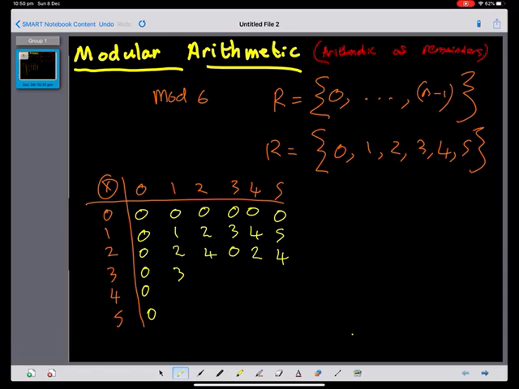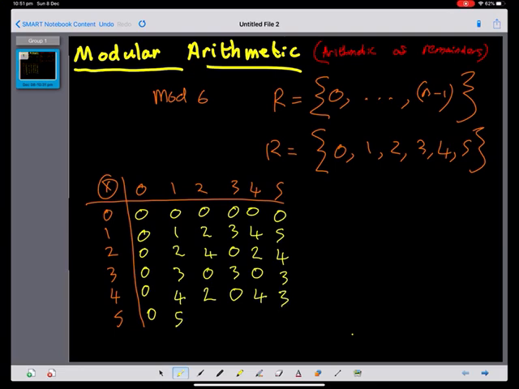3 is allowed. 6 is not allowed. We get a remainder of 0. 9 is not allowed. We get a remainder of 3. 12 is not allowed. We get a remainder of 0. 15 is not allowed. We get a remainder of 3. 4 is allowed. 8 is not allowed. We get a remainder of 2. 12 is not allowed. We get a remainder of 0. 16 is not allowed. We get a remainder of 4. 20 is not allowed. We get a remainder of 3.